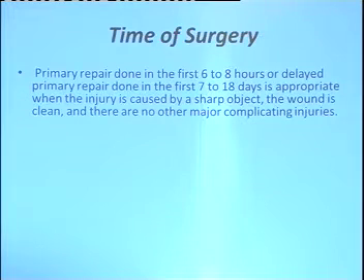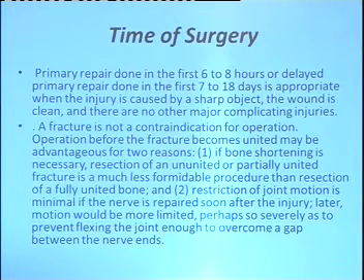So, what is the time of surgery? Primary repair can be done within the first 6 to 8 hours, but it may be delayed. Primary repair done in the first 7 to 18 days is appropriate when the injury is caused by a sharp object, the wound is clean, and there is no other major complicating injuries. A fracture is not a contraindication for operation.